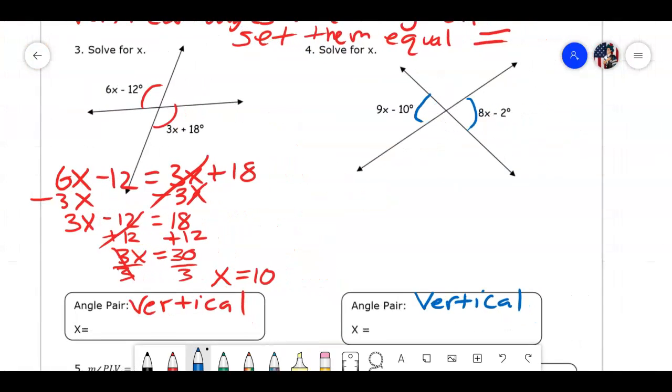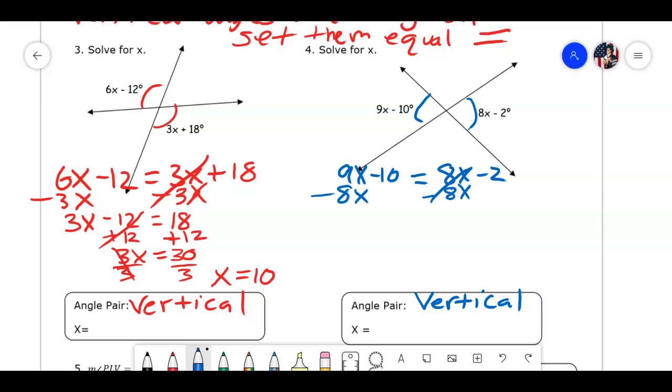Number 4 is the same idea. You set them equal. 9x minus 10, 8x minus 2. Why are they equal? They're vertical angles. They're across from each other. Again, x can't be on both sides. We get rid of the smaller x, which is 8x, minus 8x on both sides.